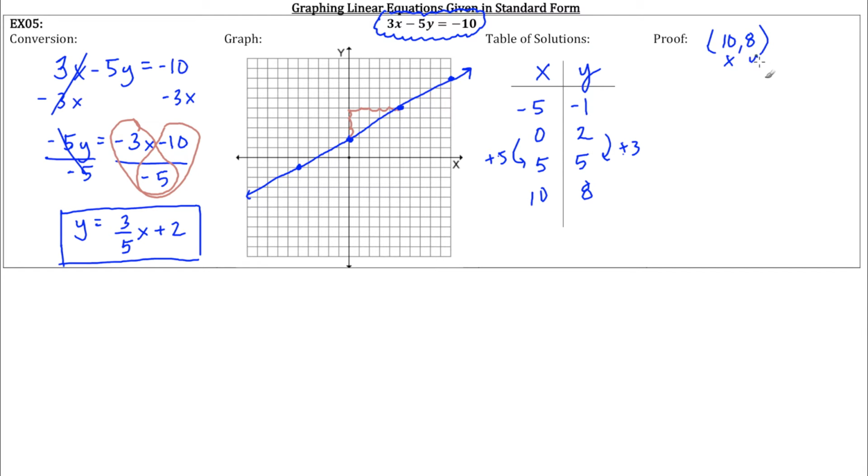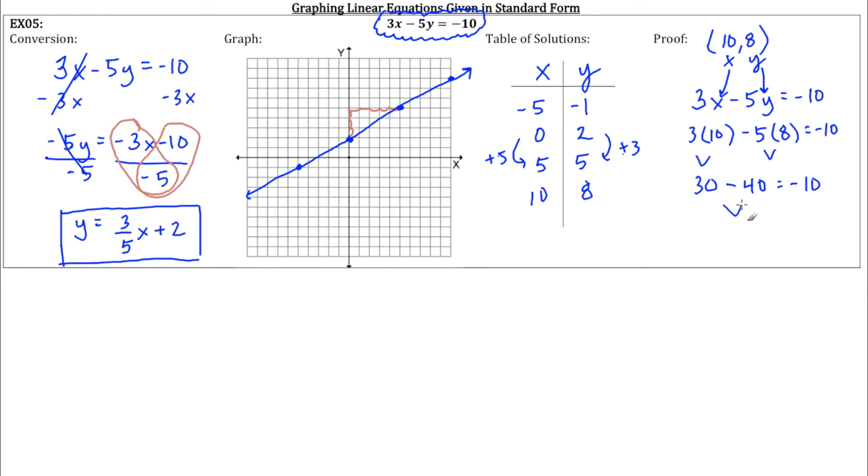Remember, this is the x and this is the y, so 3x minus 5y equals negative 10. So 10 is x, so 10 goes here, and this goes here. So we get 3 times 10 minus 5 times 8 equals negative 10. 3 times 10 is 30. A negative times a positive is a negative. 5 times 8 is 40. And 30 minus 40 is negative 10. And that does in fact equal negative 10.